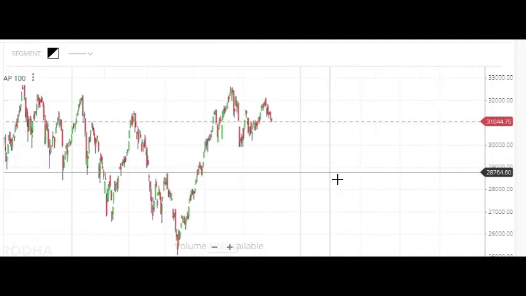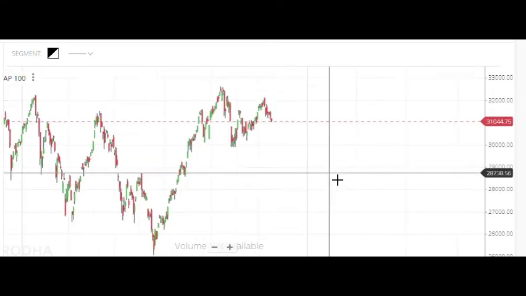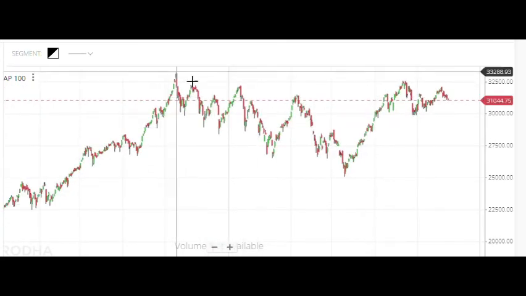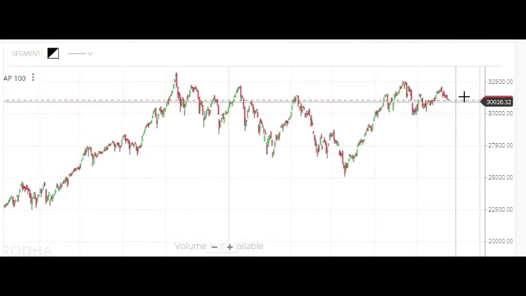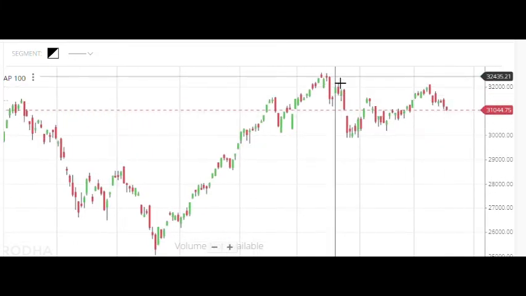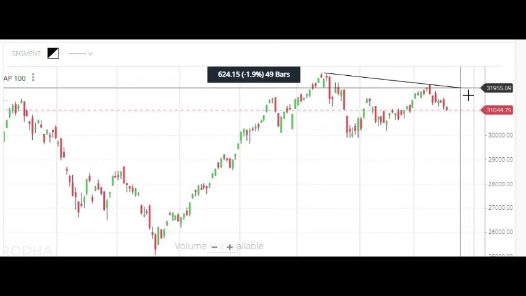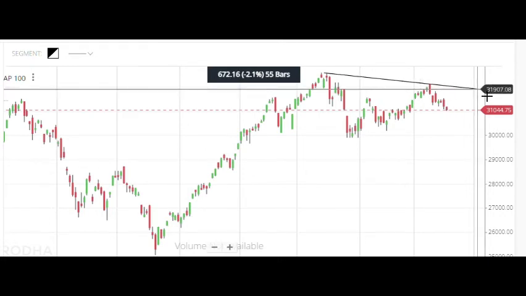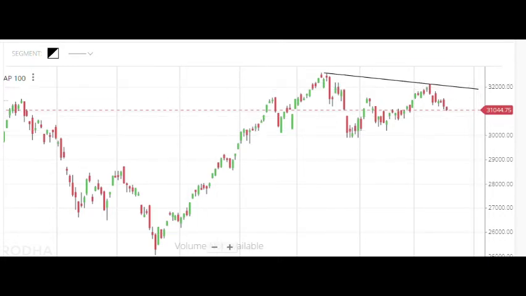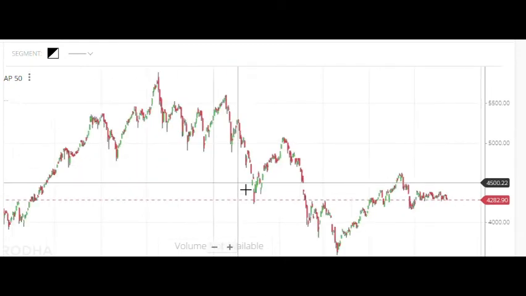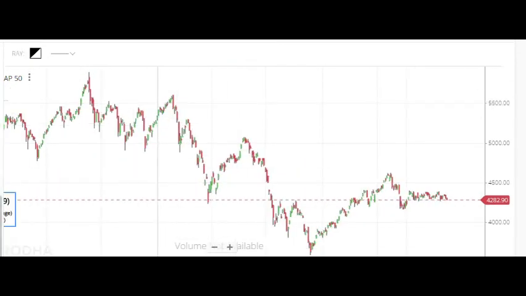Nifty Midcap. This will be a small analysis because really we don't do any trading in these segments. Almost same as Nifty, showing the same pattern, but there's a good amount of consolidation happening here. I'll just leave you with a line here. Okay, nothing much to be done. Nifty Smallcap 50. Alright, this was also in red today. Everything is in red today.